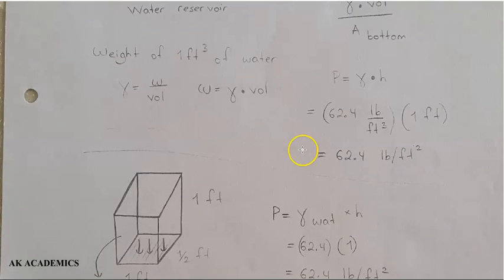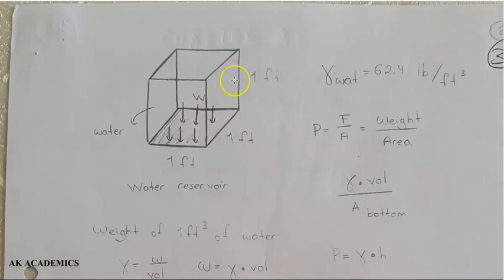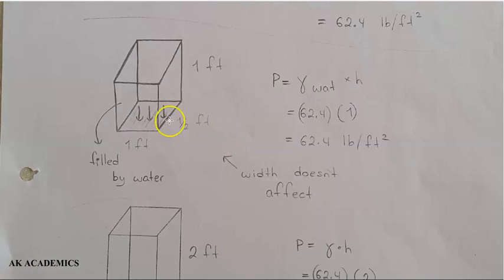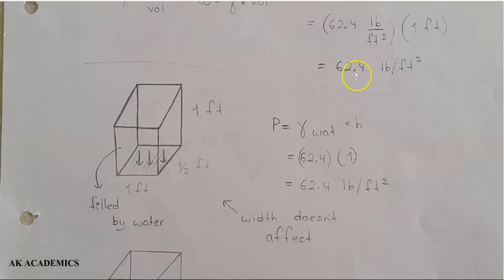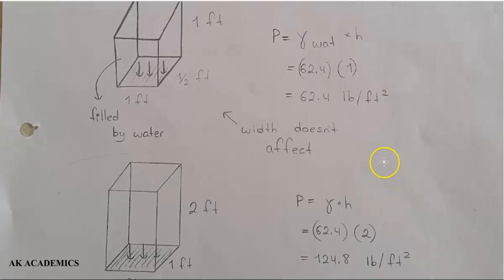So what you would notice is, after we change the width of this container by half, so this one here becomes 1/2 or 0.5. You can see that we have changed the width. The length remains the same and the height remains the same. What this tells us is that after carrying out the calculations, our value of pressure remains the same. So the width of the reservoir doesn't affect the pressure in the reservoir. The pressure in the reservoir is basically and primarily affected by the height of the reservoir.